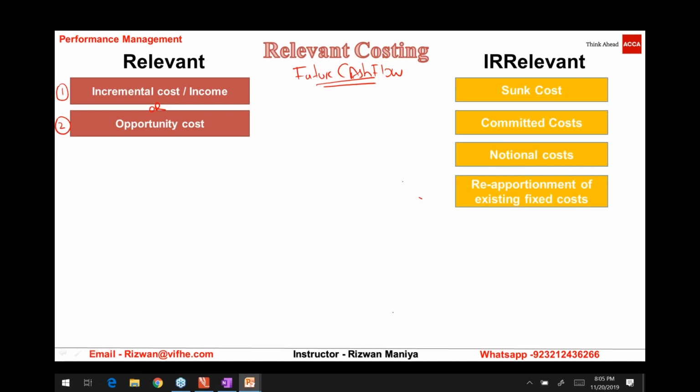For a cost to be irrelevant, it could be sunk cost, any cost that is a past cost, which means it had already been incurred. What I mean by already incurred is very simple. At the time of taking the decision, that cost had already been incurred. So that is known as sunk cost, past cost, and it is not relevant. Past cost is already incurred.